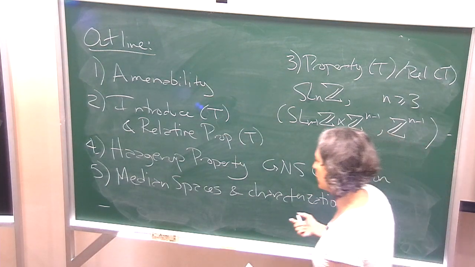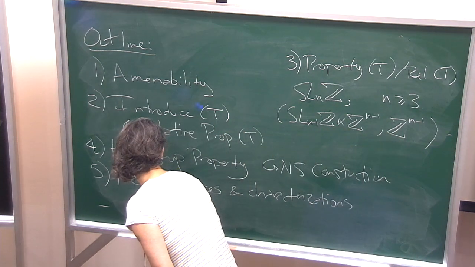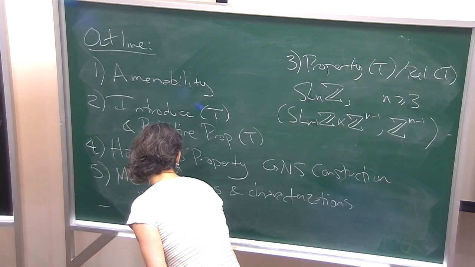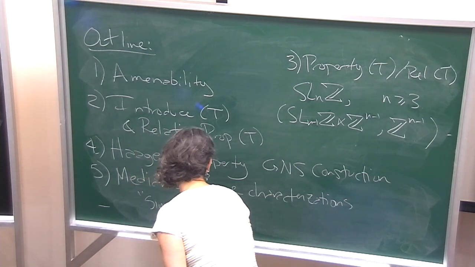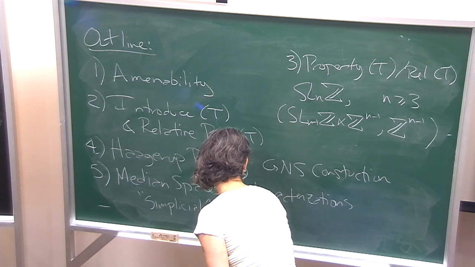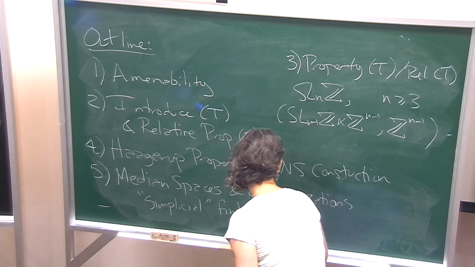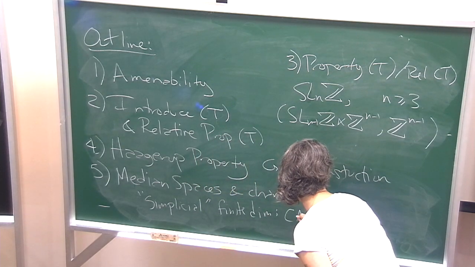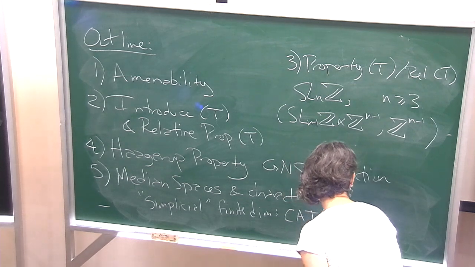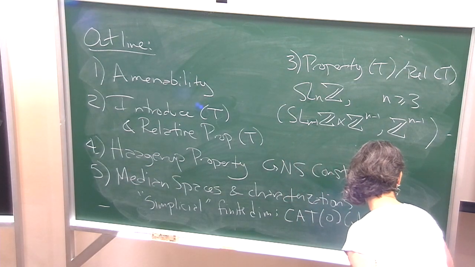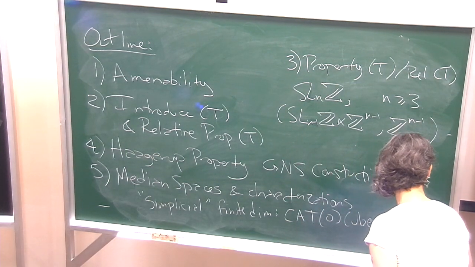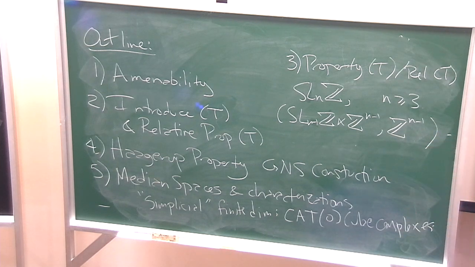So we're going to more or less focus on the simplicial case, finite dimensional, which is basically CAT(0) cube complexes. Okay, so that's an outline for the week. We'll see how things go. Okay. So, amenability.